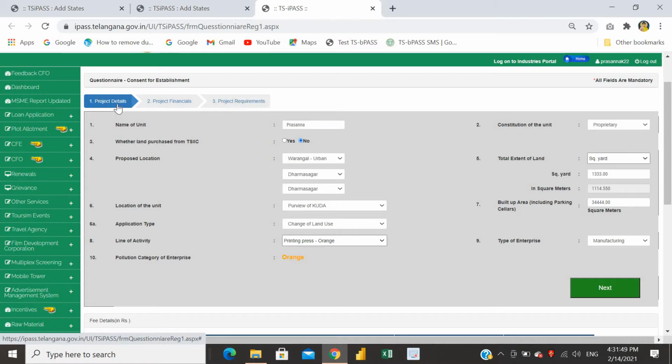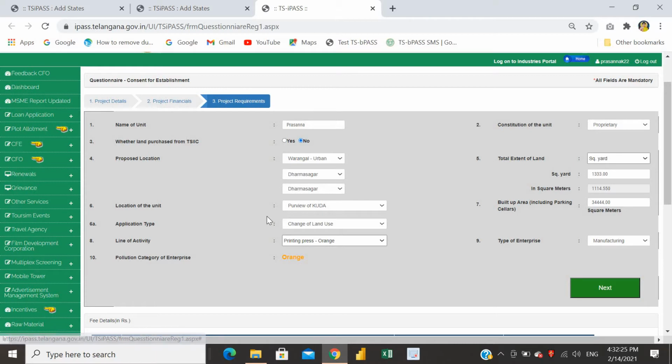In the project details page, it will ask you about the basic details of the project: what is the constitution of the unit, where is the location of the unit, where did you purchase the land, what is the line of activity, service or manufacturing, and the pollution category, etc. In the project financials, it will ask you about the value of the land, buildings, plant and machinery, and the expected turnover, because we need to categorize into MSME as well as large and mega units. So expected turnover is also captured.